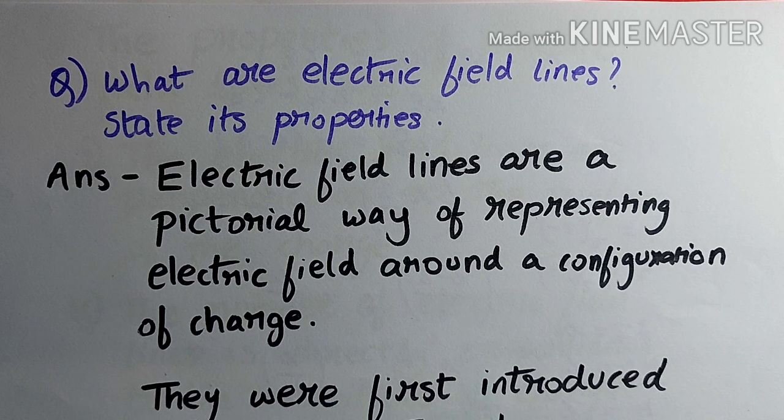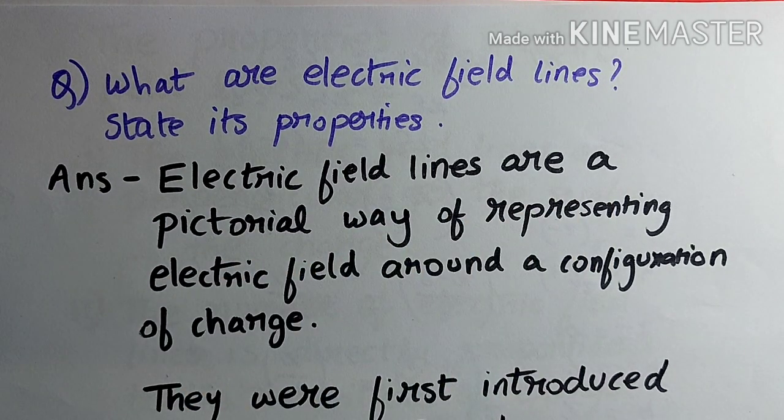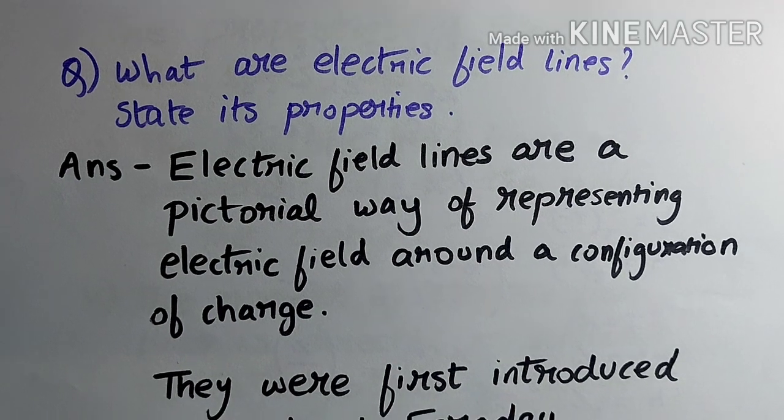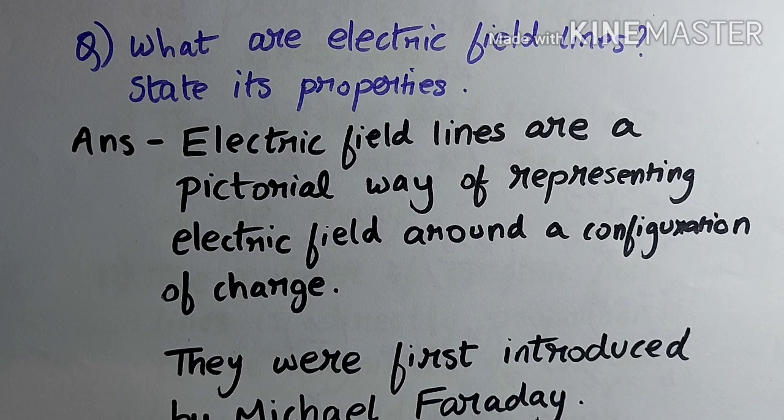As you know, every charge has a field. The strength of the field is decided by the electric field lines. The electric field lines are a pictorial way of representing electric field around a configuration of charge. It is the definition part, so you will note it out. Now, I will make you understand what these electric field lines are and how they are formed.